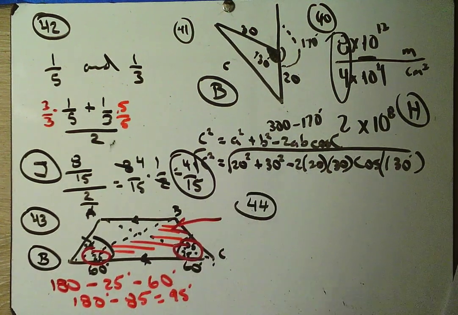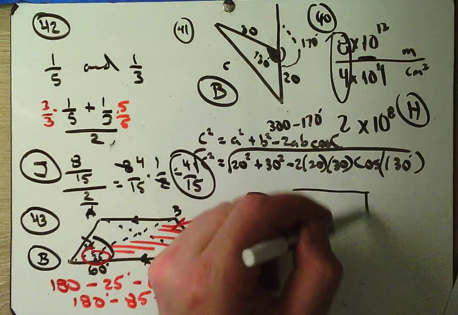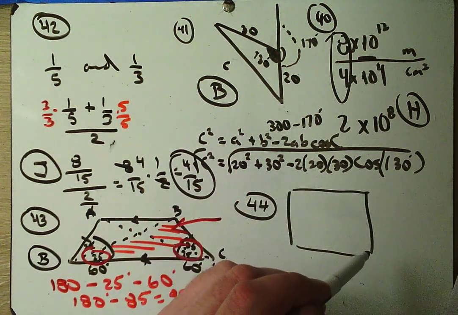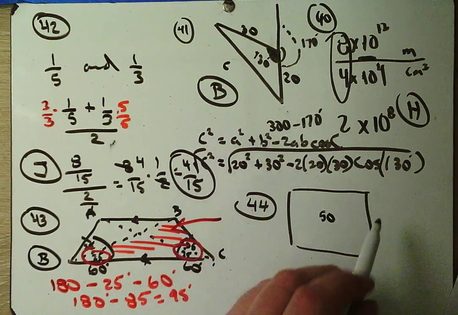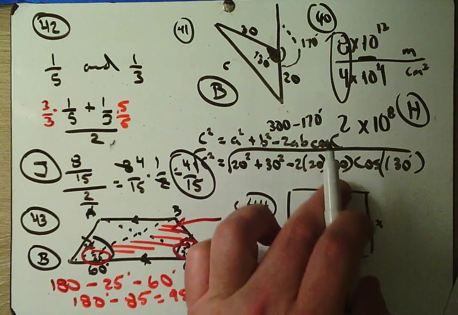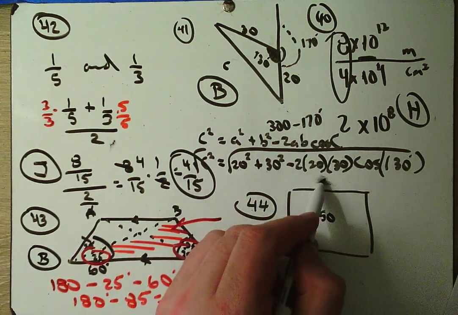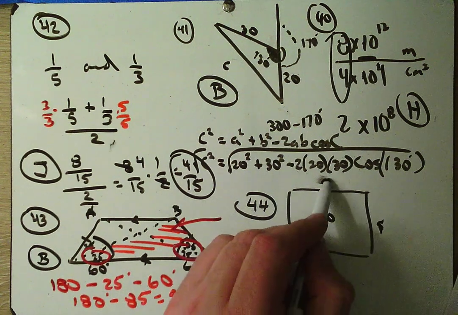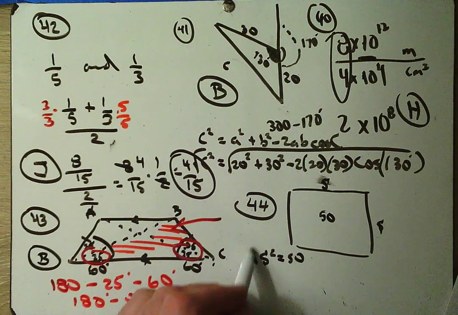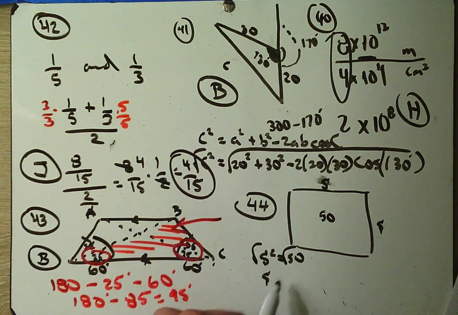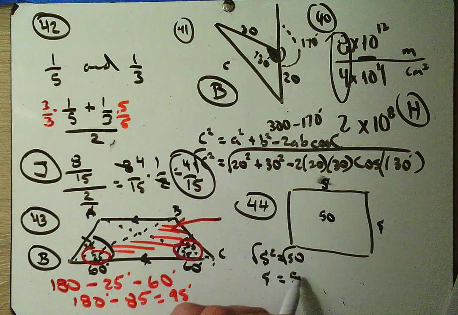44. In the figure below, the area of the larger square is 50, the area of the smaller square is 18. What is x? Okay, so the area here is 50, which means since it's a square, oh, I shouldn't use x. S and S. We know that s squared equals 50. If we take the square root, we get that the side length is square root of 50, or 5 root 2.